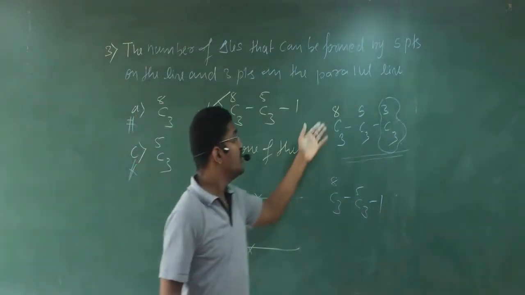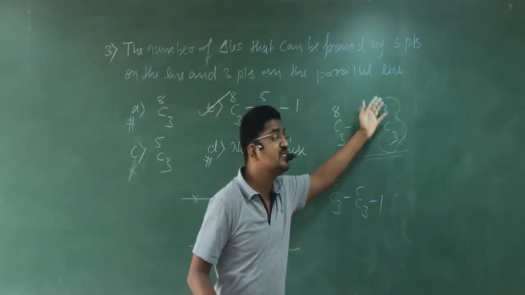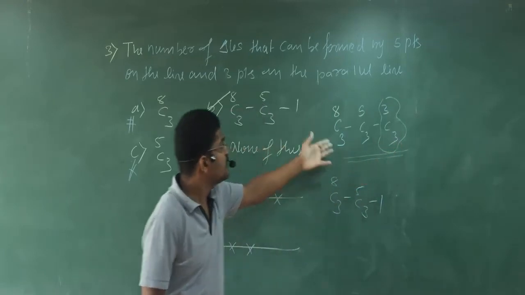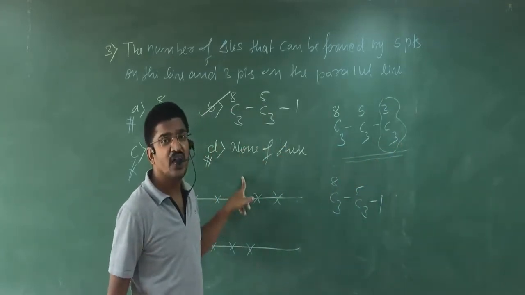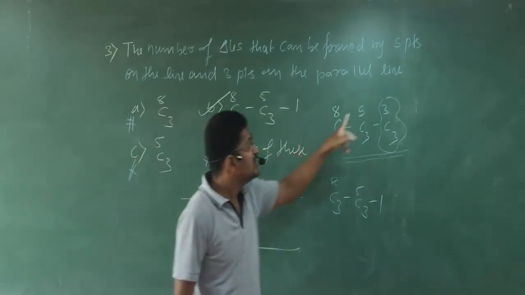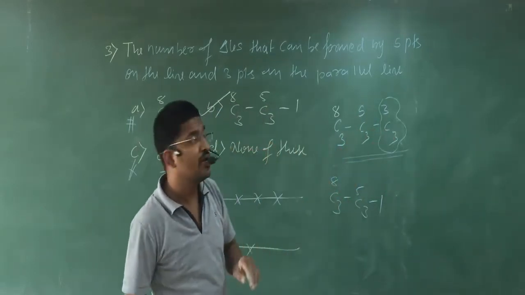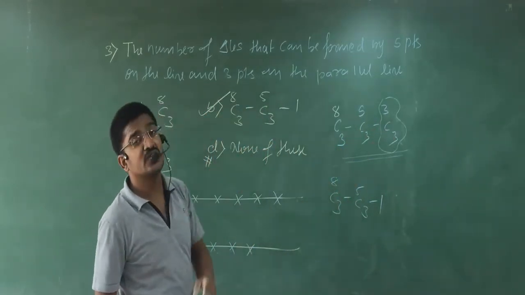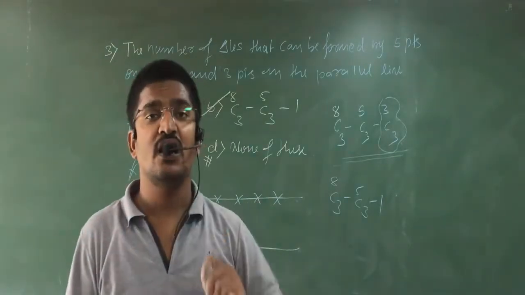Otherwise, here we had 8C3 minus 5C3 minus 3C3. Clear? So if I see that directly and mark none of these as my answer, it would be wrong, because 3C3 is nothing but 1. So 8C3 minus 5C3 minus 1 is your answer.